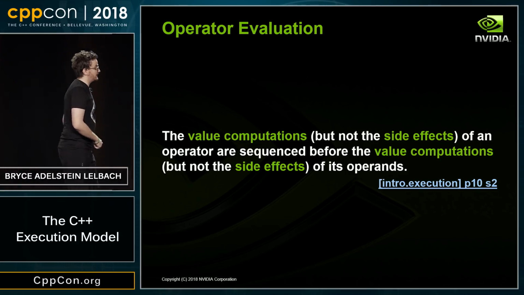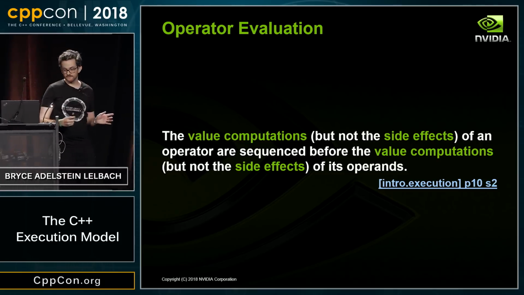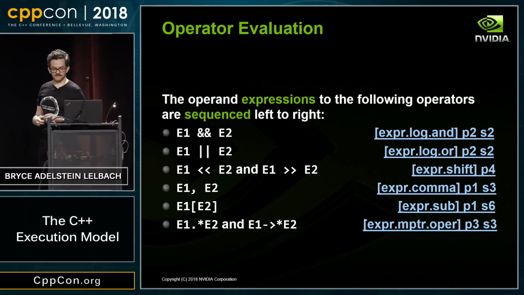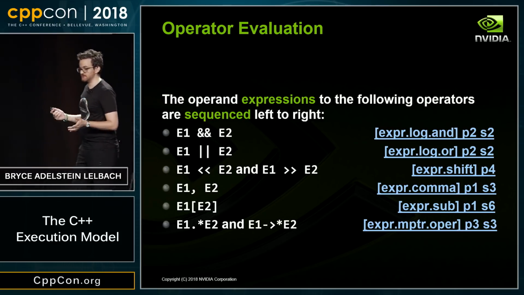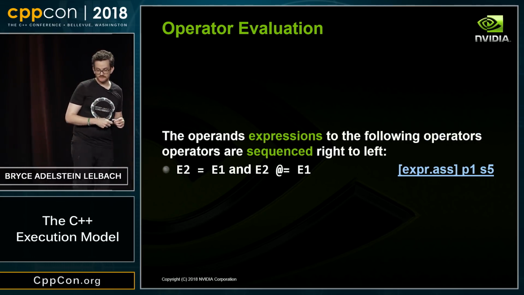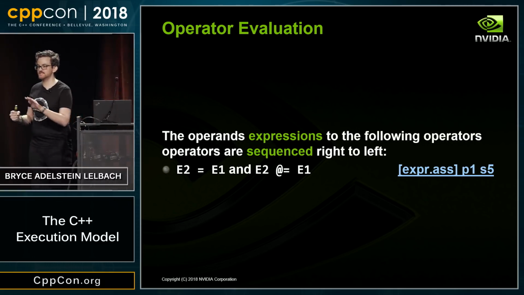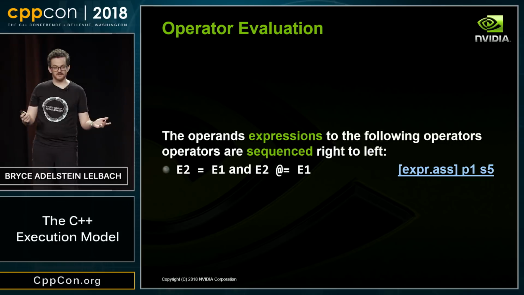Okay, so now let's talk about operators. The value computations of all operators are sequenced before the value computations of its operands. This is sort of straightforward again. This set of operators, the operand expressions to these operators are sequenced left to right. And this is true for most of the operators. It's sort of what you would expect. This set, so assignments, are sequenced right to left. And this is actually what you expect. It would be surprising to you if you didn't have this, but it's a little unfortunate that it's not consistent across all operators.